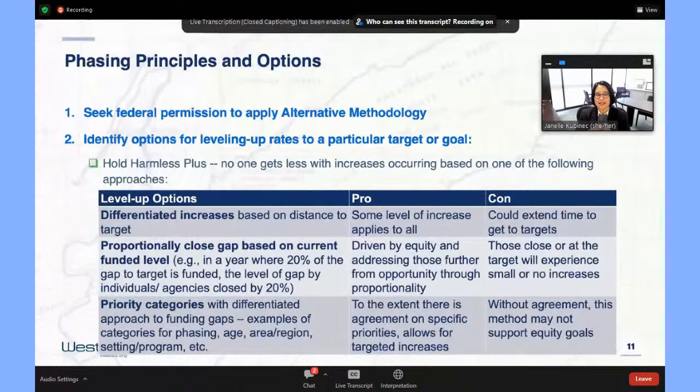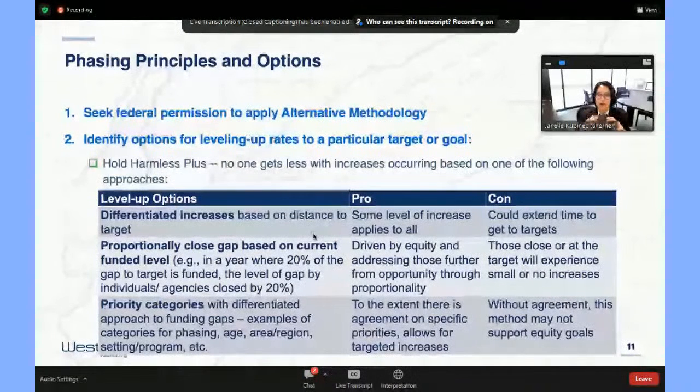The second is proportionally closing gaps on current funded levels. So this is very, I'll say, targeted universalism in approach. In fact, the first one can be too, if you look at that. It's like what we talked about with targeted universalism: those furthest from opportunity receiving more. This is how LCFF, the local control funding formula, worked: the state funds an overall portion of the gap to target. And until that gap to target is fully closed, there'll be these increases that come that fund the agency gap to target proportionally.